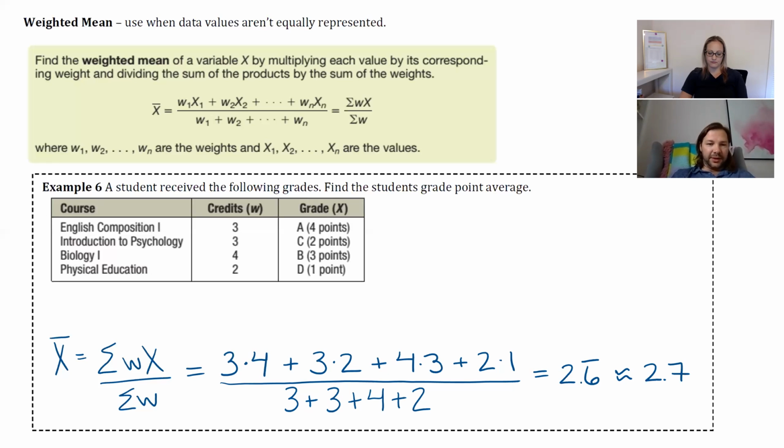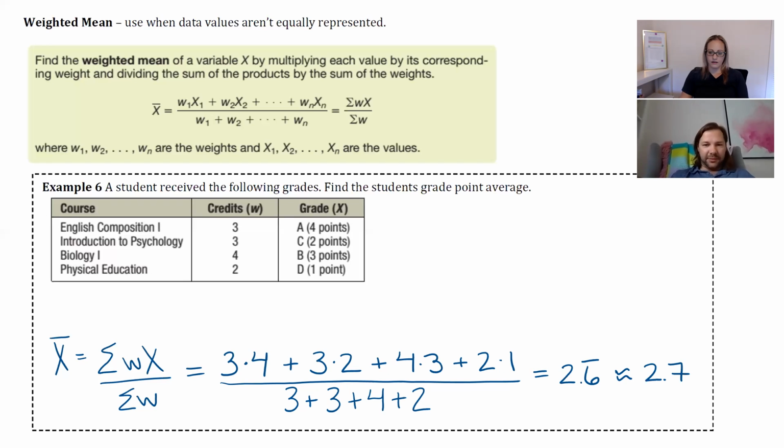This is the sort of thing that we do a lot as teachers. We assign certain assignments weights or point values, and then to get the grade at the end of the semester, we just do this weighted mean calculation.